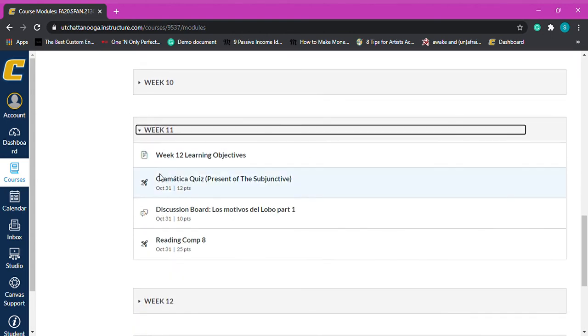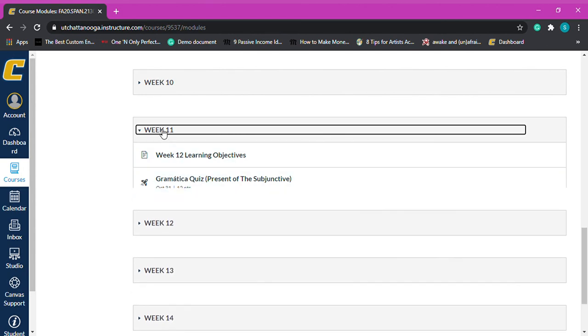For week 11, we have another grammar quiz for the subjunctive. And then we have a discussion board for the represented images in Los Motivos del Lobo Part 1. And then we have a reading comprehension quiz, which we have to complete.